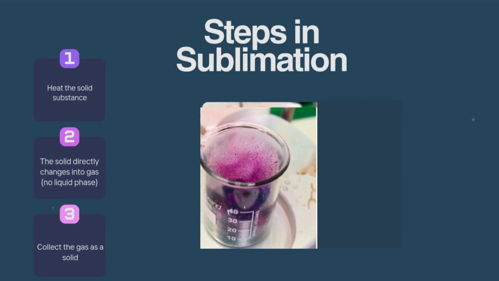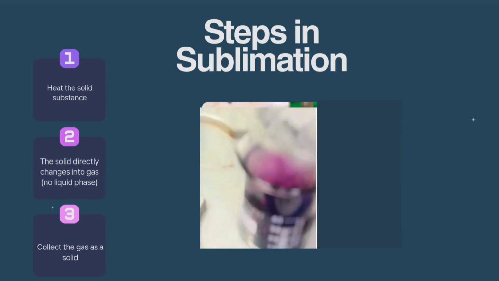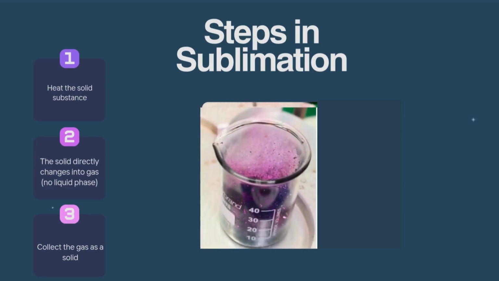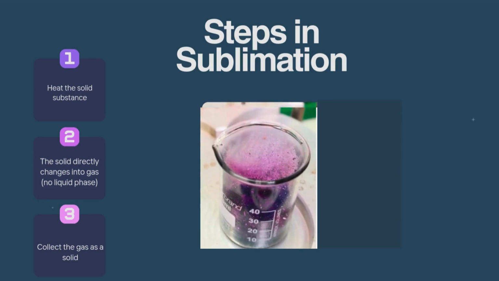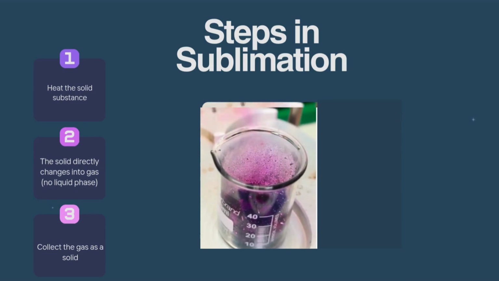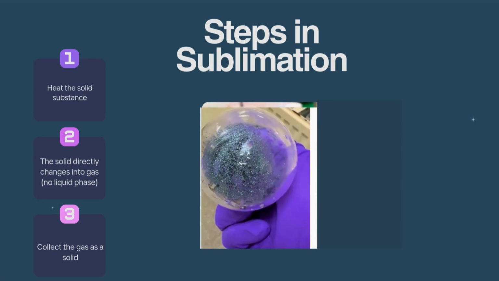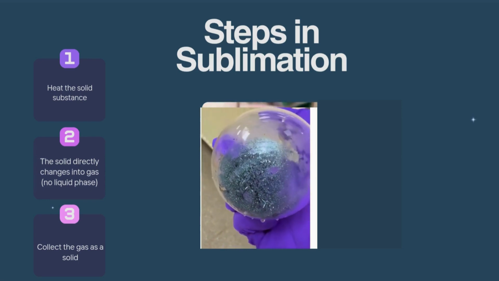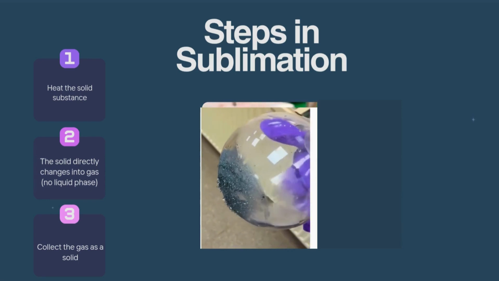So if we have a mixture of, say, sand and iodine, we know that iodine can sublime. Sand does not undergo sublimation. We can separate that mixture by subjecting it to sublimation, where we're able to sublime off the iodine, and then we have the sand in the beaker.